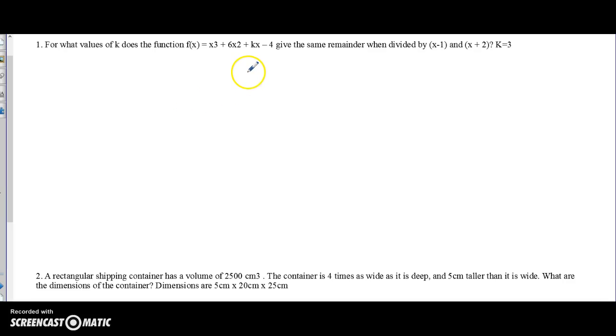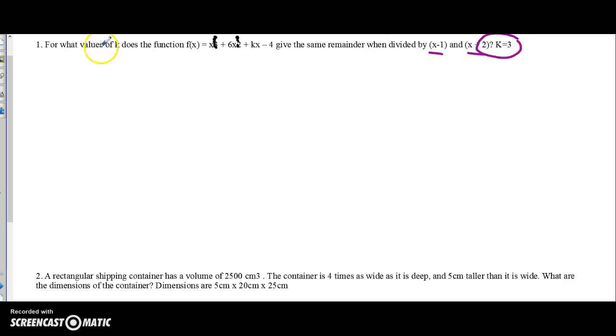I was asked to answer a couple questions. I cut and paste some of the questions here. Some of the font got a little messed up. This should be x cubed, x squared here. So the first question here is, for what values of k does this function give the same remainder when divided by x minus 1 and x plus 2? And the answer here is k is equal to 3.